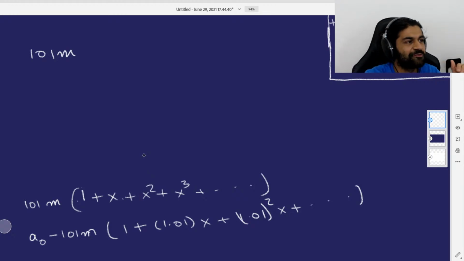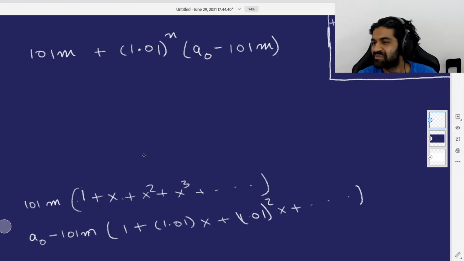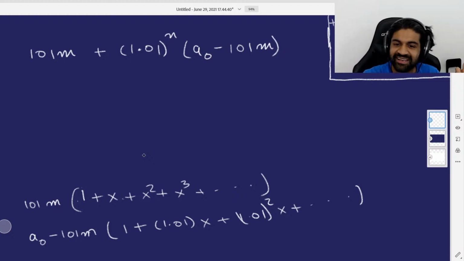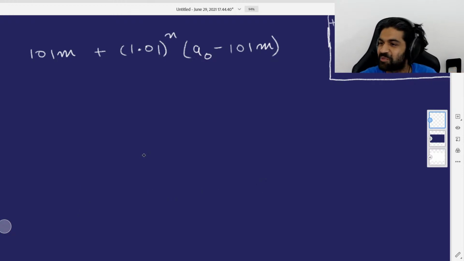And at the bottom, the coefficient of x to the n is just 1.01 to the n times a naught minus 101m. How about that? What a lovely little formula that tells you how much you have left in your mortgage at the end of the month. And notice we did it all using generating functions. So maybe do the generating function part at home and just take the formula to the bank if you're getting a mortgage.